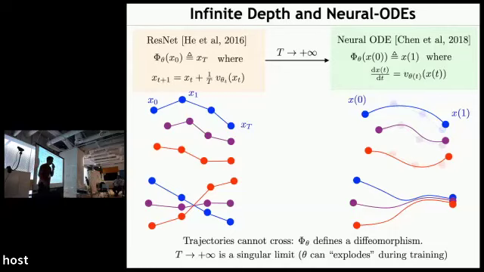So just let me confirm. The horizontal axis is time, and the vertical axis is the value of x. Yes, the horizontal axis is like time if you want, but it's like depth, because when you move along the trajectory, it means you move in the network. So what the network does is taking input points and mapping them to points.